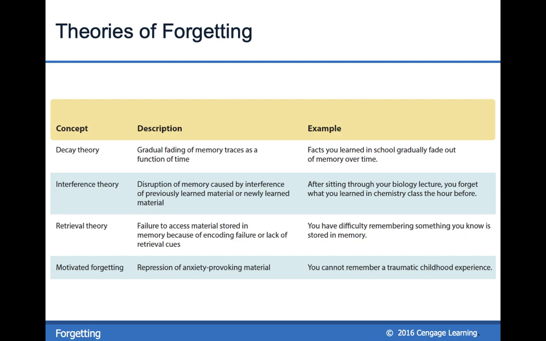And then we also have motivated forgetting. This is repression of anxiety provoking material. And you just cannot remember a traumatic childhood experience. You've essentially repressed it. You've pushed it out of your mind. And that's actually a defense mechanism that we'll talk about in a later chapter when we talk about Freud. So each of these theories is probably right in different circumstances. We do know that interference can cause disruption. Decay theory seems to have some biological backing to it. Retrieval theory as well. These are all valid theories. It just kind of depends on the type of information and what we're utilizing it for.